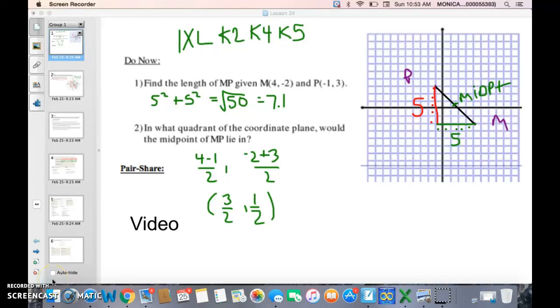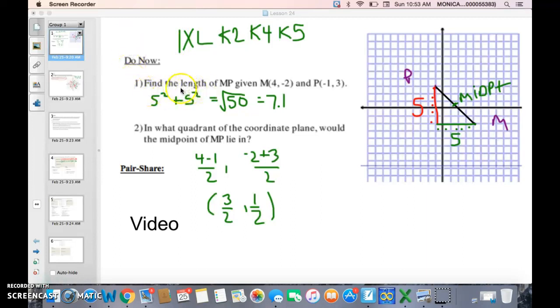So today we are going to bring back something we learned in Unit Module 1, which was distance and midpoint formula. So please make sure you're working on your IXLs. They're due tomorrow, K2, K4, and K5. Let me know if you have any questions.